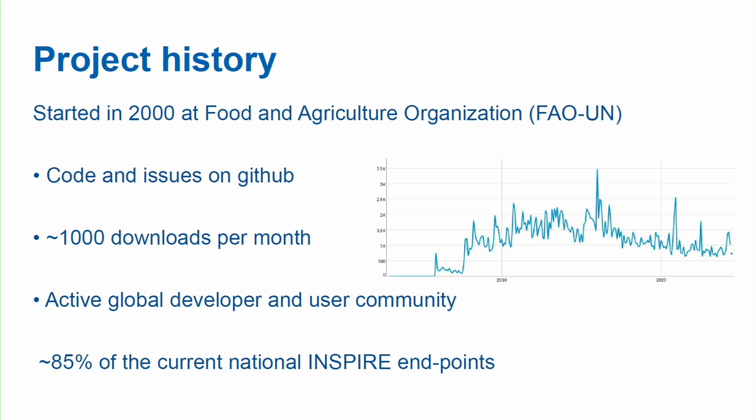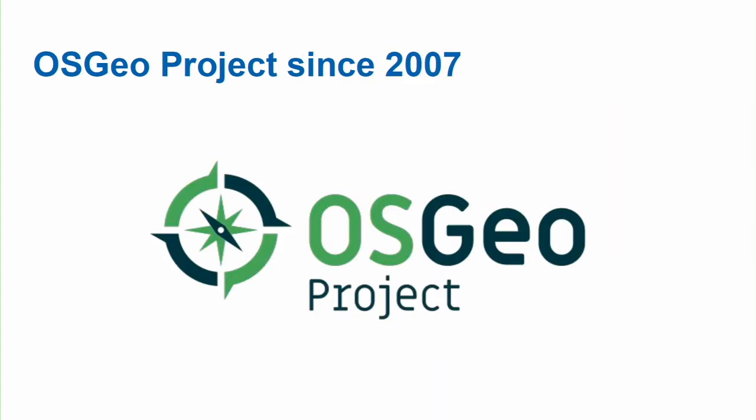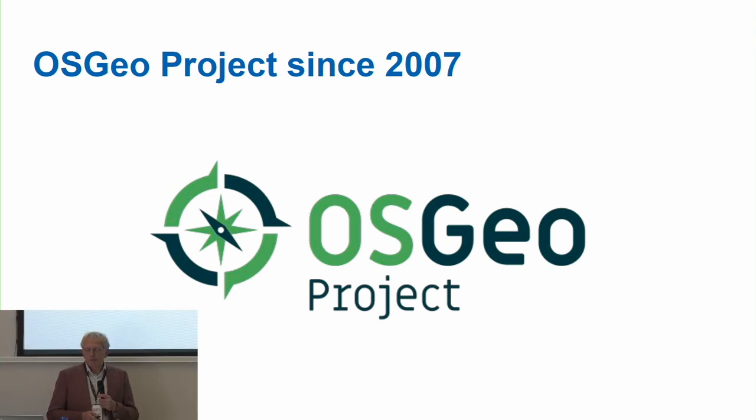Software is used, among others, in over 85% of national INSPIRE endpoints for geospatial data in Europe, but also used at national level in many other countries outside of Europe. And then at local project level, regional level, like European level itself. It's an OSGeo project since 2007, so we basically started to do the incubation process immediately after OSGeo was founded.